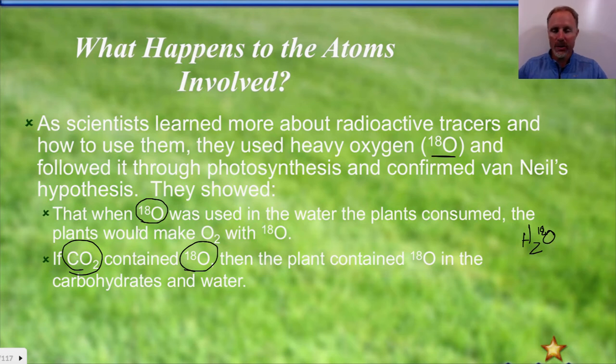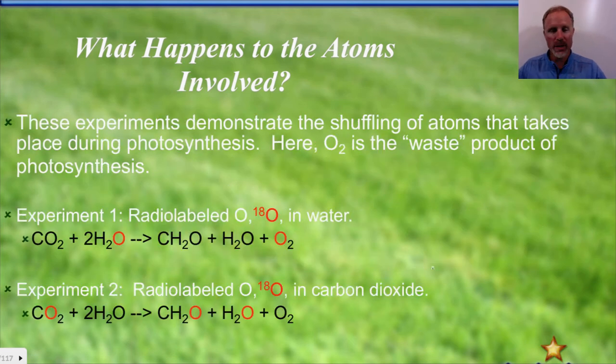And what they were able to show is that when the O18 was used in the water, the oxygen gas that was given off contained the radioactive oxygen. And if the carbon dioxide contained the radioactive oxygen, then the plant contained carbohydrates and water that contain the radioactive oxygen. So if we look here, you can see our experiment with the radio-labeled water. Here's the radioactive oxygen in the water. When this water gets split, this oxygen combines to give radioactive oxygen gas that's being given off.